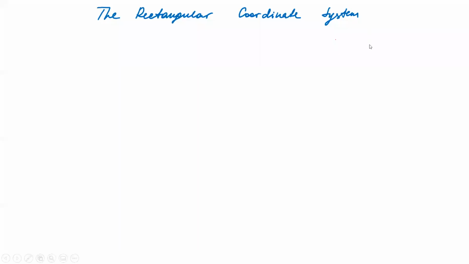Hello everyone. In this video we will talk about the rectangular coordinate system on the plane. Let's pretend that this white screen is the plane, and on this plane I have a point, and I would like to identify the exact location of this point. Well, at this moment I can't. So how can I do so? What can I do to be able to locate a point on the plane?